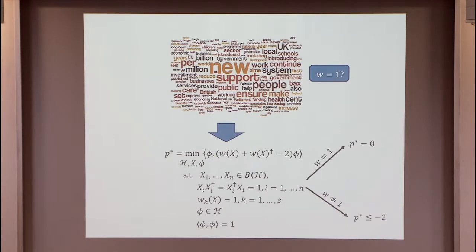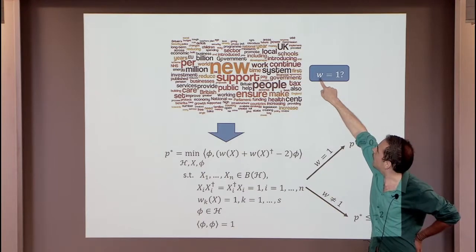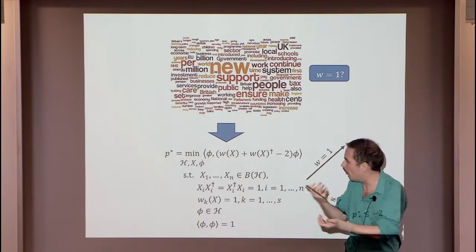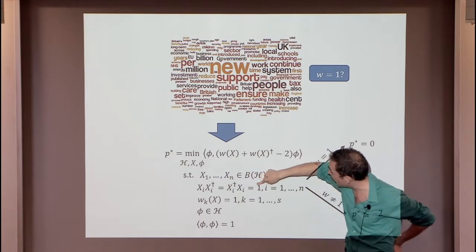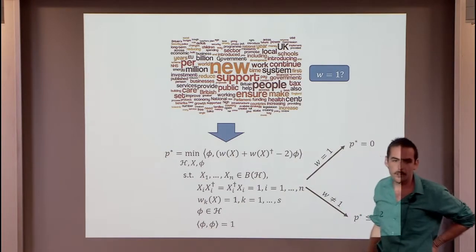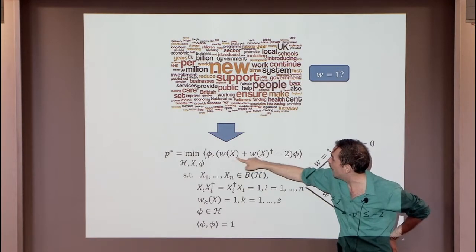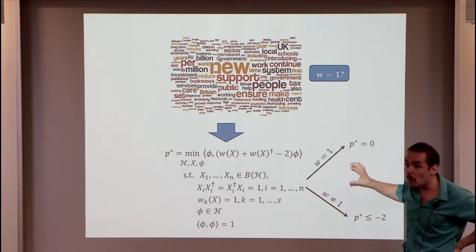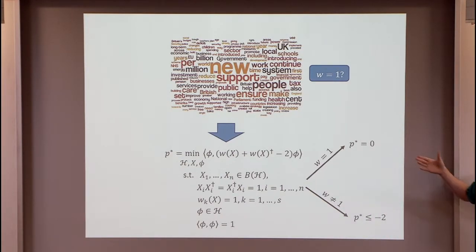Now the relation between this and non-commutative polynomial optimization is that if you give me some instance of the word problem, I can always take the word that you give me and express it as a product of variables, then add the adjoint, the Hermitian conjugate, and subtract 2. And then I try to optimize over all possible variables which are unitary, and say that all the words are equal to the identity. Now the solution of this problem, if this word is indeed equal to 1, should be equal to 0, because then you will have the identity plus the adjoint of the identity minus 2, so you have 0. On the other hand, if it is not equal to 1, I can give you some representation of this group for which this problem is at most minus 2.